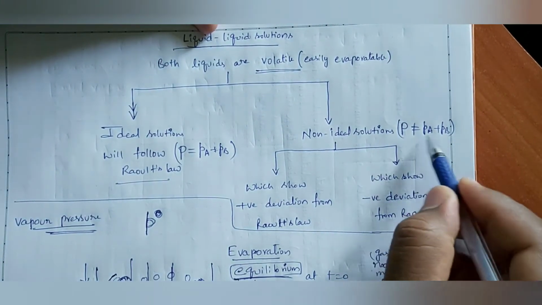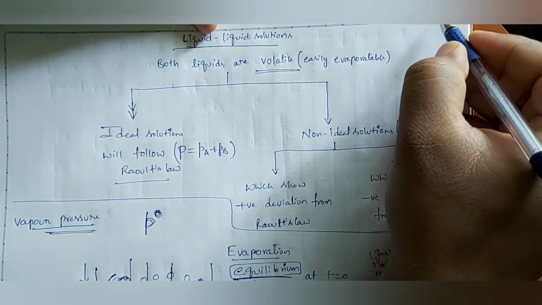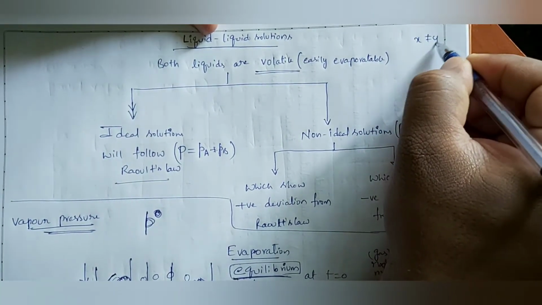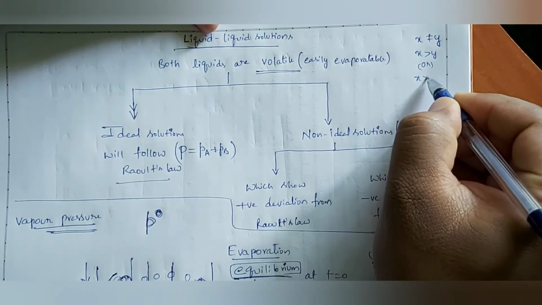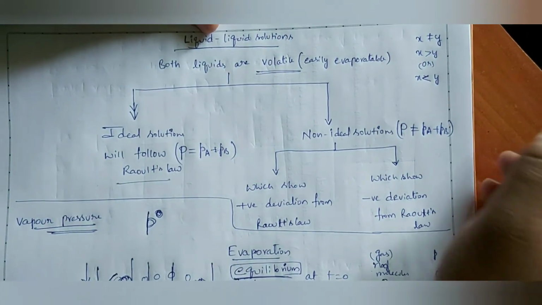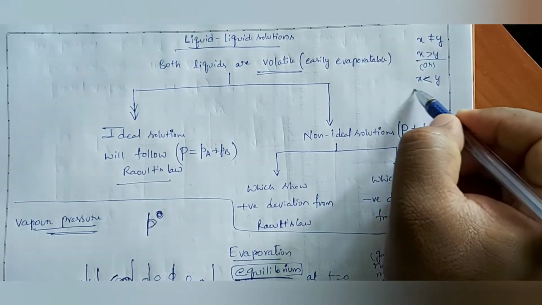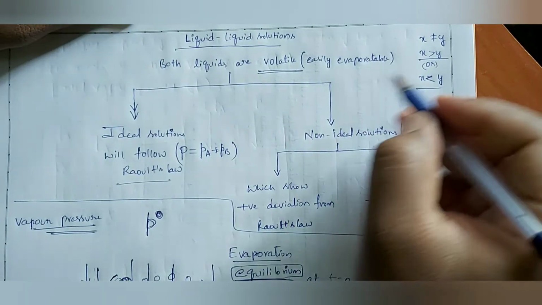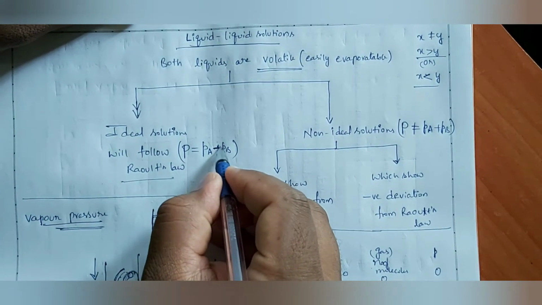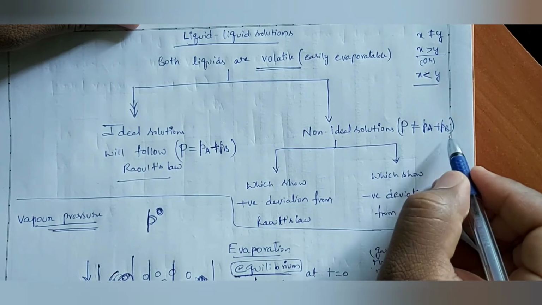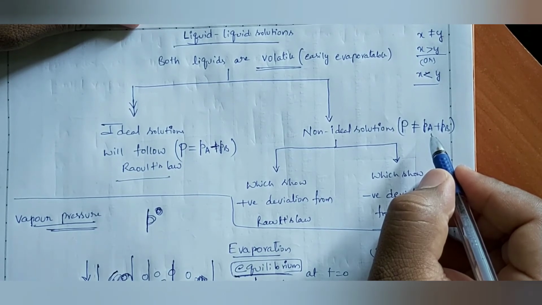Then what is meant by not equal? Suppose X is not equal to Y, immediately we will get two conditions: X is greater than Y or X is less than Y. Is it correct? If two terms are not equal, immediately we get the condition X is greater than Y or X is less than Y. If both are equal, this is the only condition. Now, if capital P is not equal to Pa plus Pb, then capital P is greater than Pa plus Pb or capital P is less than Pa plus Pb.